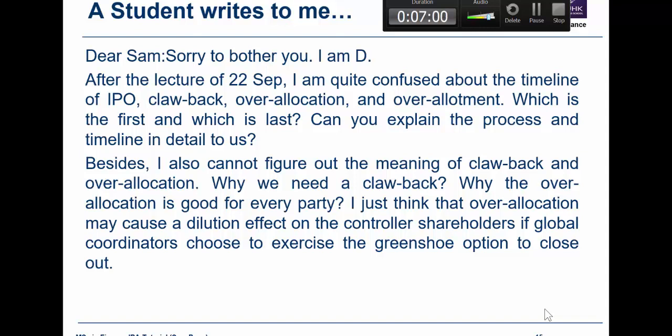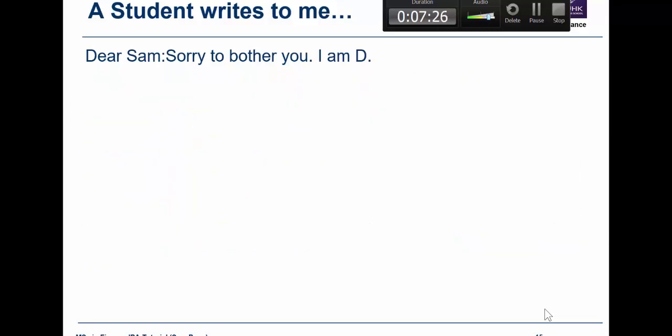So the second part, basically the question is why, if you over allocate, if you sell an additional 15% of shares, why is that good? You sell more shares, you are diluting the voting rights of the existing parties. It is true. But anyway, we'll get on to that. Can everyone understand the question? Yeah. Okay.